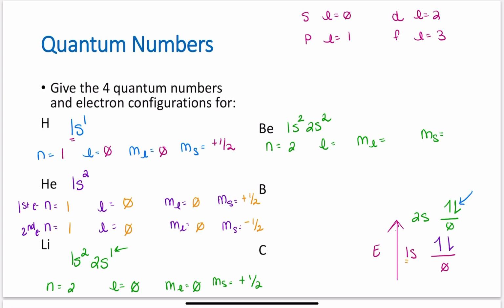So my n value is 2. My l value is 0 because I'm still in an s orbital. My m sub l is 0 because I'm still in an s orbital. And my m sub s is minus 1/2 because I am now spin down.